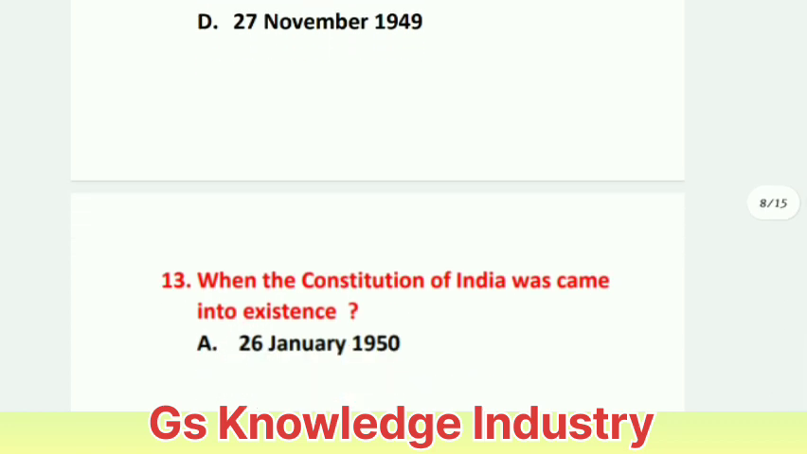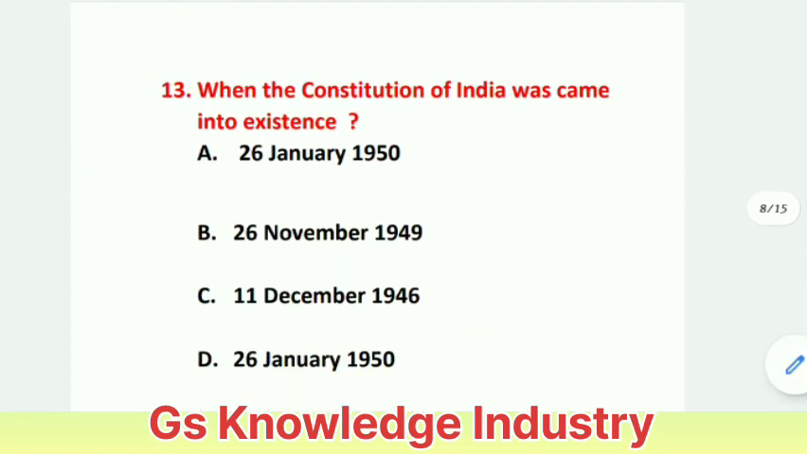30 number question. When did the Constitution of India come into existence? Option A, 26 January 1950. Option B, 26 November 1949. Option C, 11 December 1946. Option D, 26 January 1950.